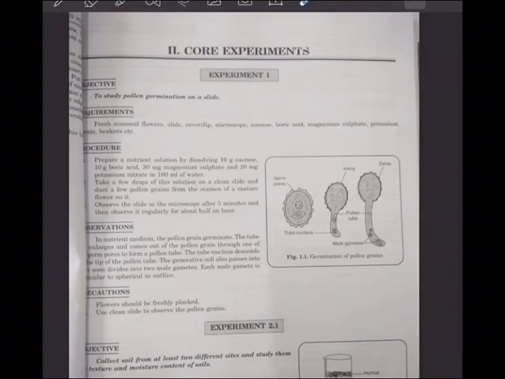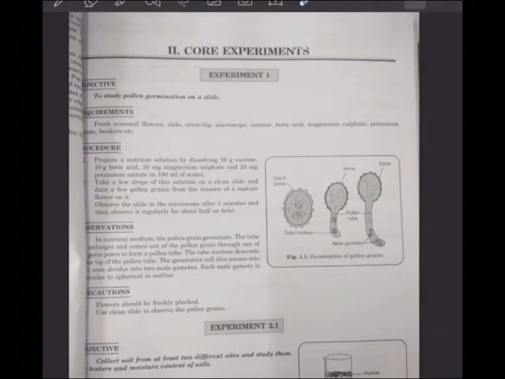What is the aim? To study pollen germination on a slide. What are the materials required? Fresh seasonal flowers. Of course, we have picked up hibiscus, and a clean neat slide, cover slip. Of course, we have got a compound microscope, sucrose, boric acid, magnesium sulfate, potassium nitrate and the beaker.